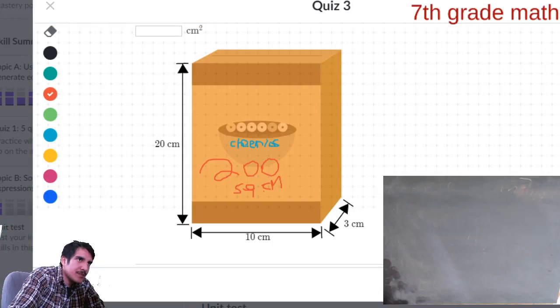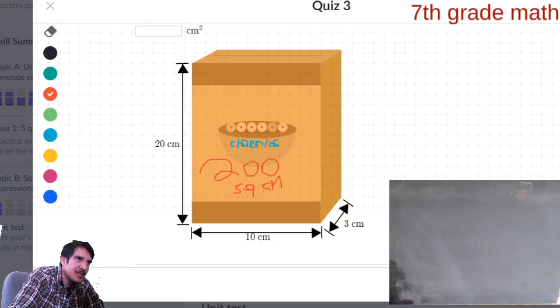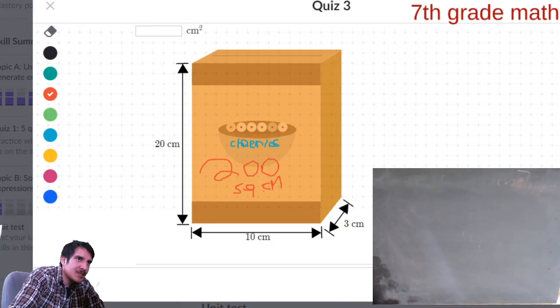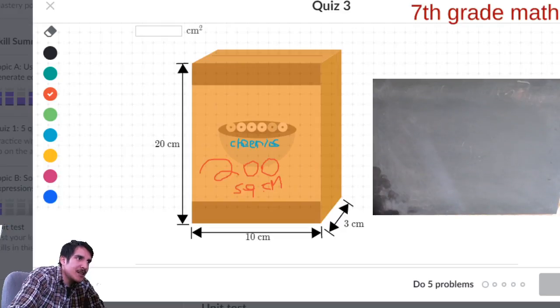So I'm actually gonna shrink my whole blackboard because I'm not really using it right now. I mean, yeah, I am. I'm about to use it. Let me just... Yeah, I'm about to use this thing. So I know that side of that face is 200.